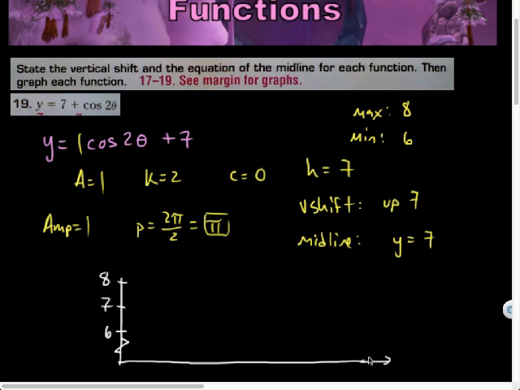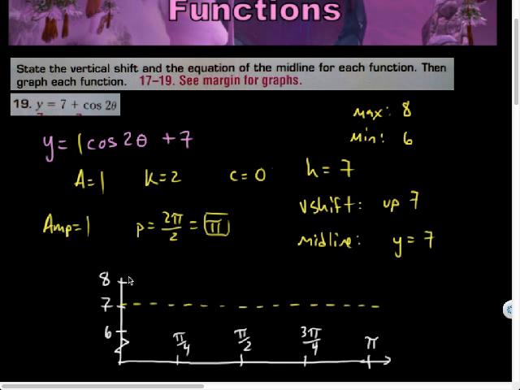Let's see, so the period is pi units. Half of pi is pi over 2. Half of pi over 2 is pi over 4. And 3 pi over 4 is 3 pi over 4. All right? And there was no horizontal shift, no phase shift for me to worry about on this, so I don't have to worry at all about that. I guess I could start by going with the midline here.